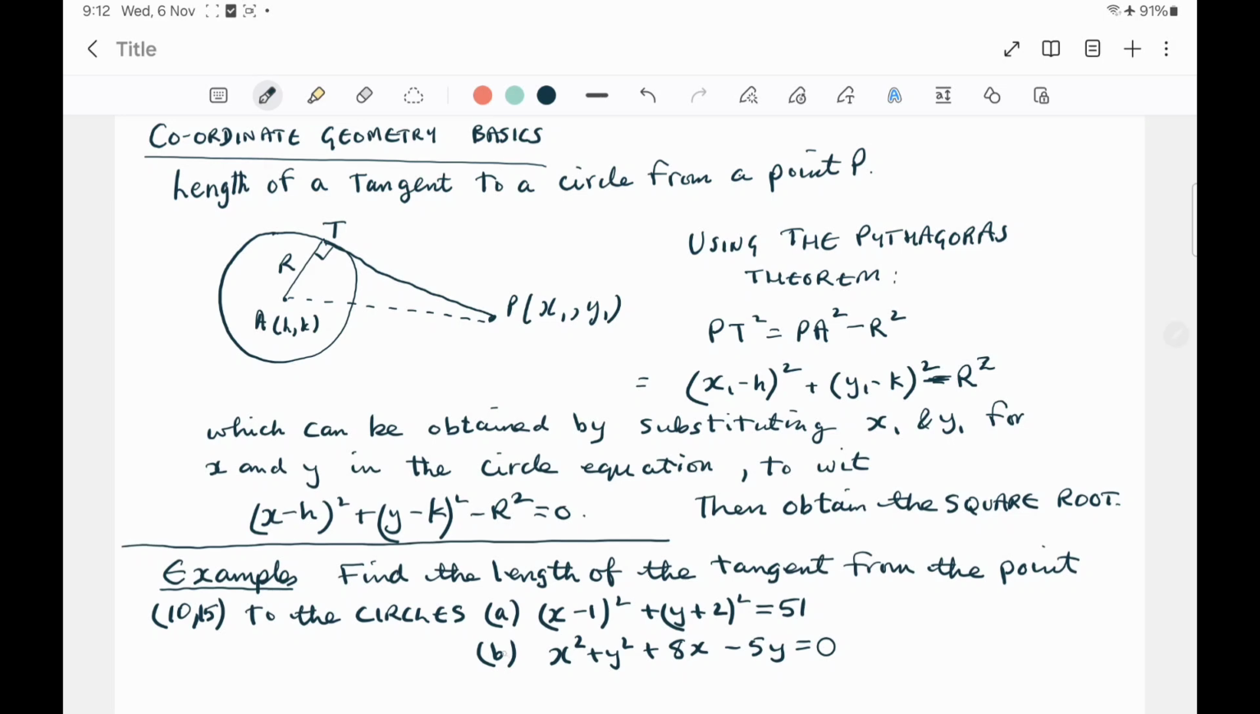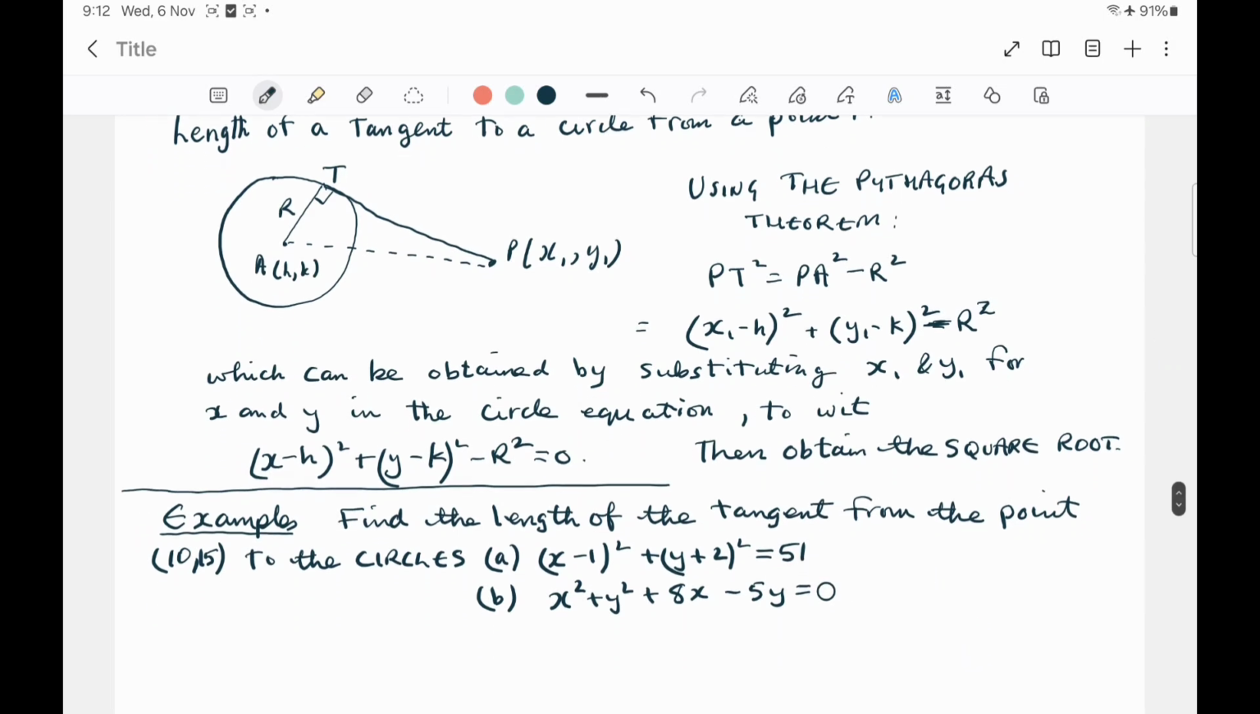So let's take a couple of examples. First of all, find the length of the tangent from the point (10, 15) to either of these circles here. And let's take the first one. From what we've just said, all we need to do is substitute in the coordinates, 10 for x and 15 for y. So in the case of A, what do we get?